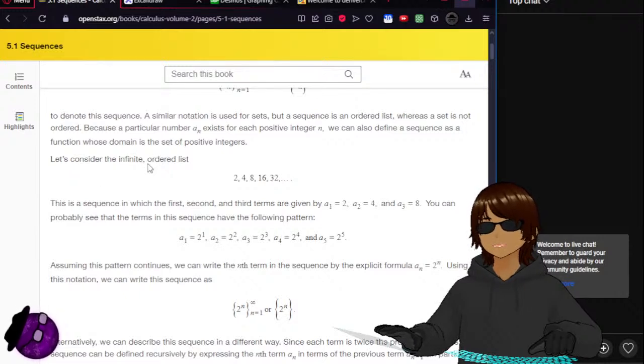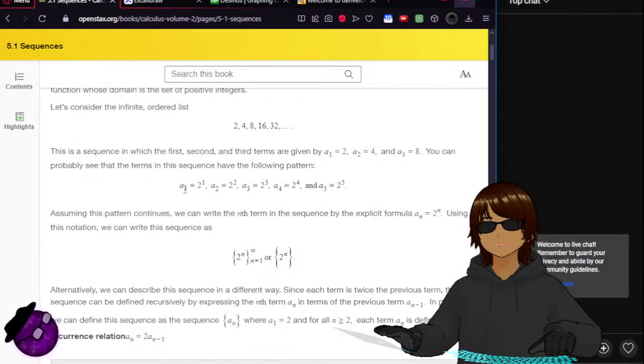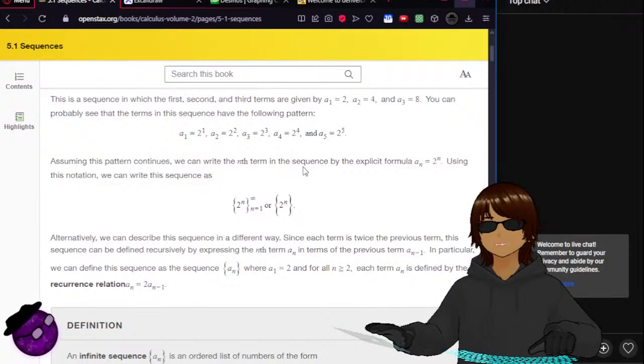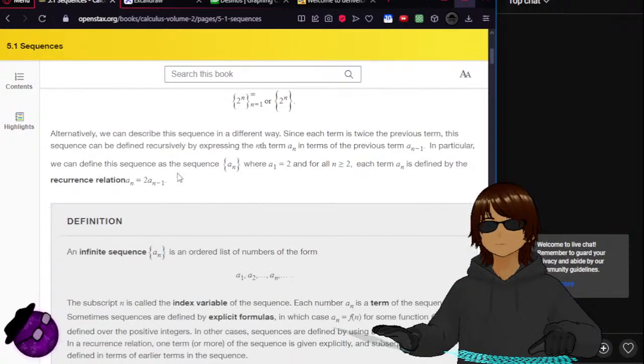Let's consider the infinite ordered list 2, 4, 8, 16, 32. This is a sequence in which the first, second, and third terms are given by a1 is equal to 2, a2 is equal to 4, and a3 is equal to 8. You can probably see that the terms in this sequence have the following pattern: 2 to the power of 1, 2 to the power of 2, 2 to the power of 3, and so on. Assuming this pattern continues, we can write the nth term in the sequence by the explicit formula 2 to the power of n. Using this notation, we can write the sequence as 2 to the power of n from n is equal to 1 to infinity.